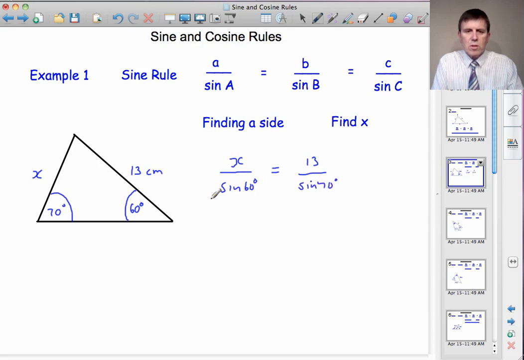And let's just have a close look at that. It's x over the sine of the opposite angle is equal to 13 over the sine of the opposite angle. So in this equation here now, there's only one unknown. And to get x on its own, I simply need to multiply by sine 60 degrees. So the right-hand side becomes 13 divided by sine 70 degrees multiplied by sine 60 degrees.